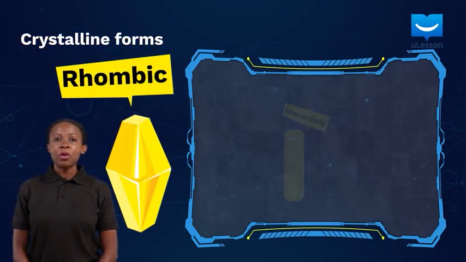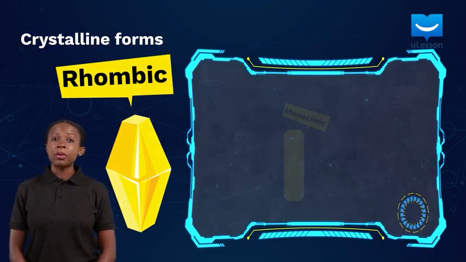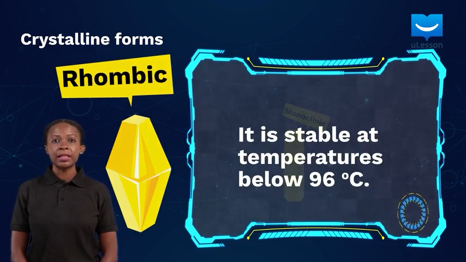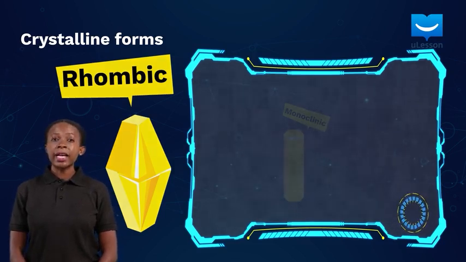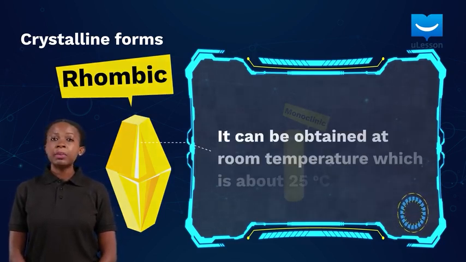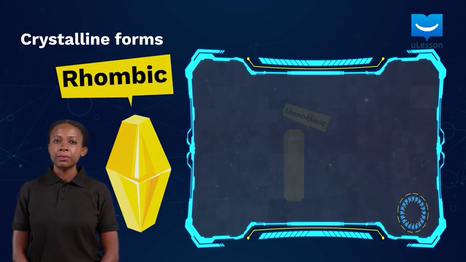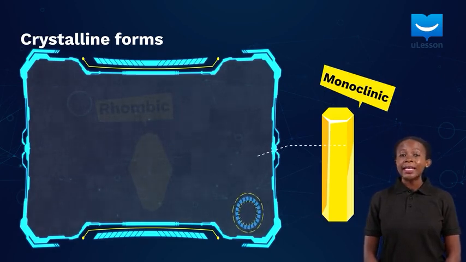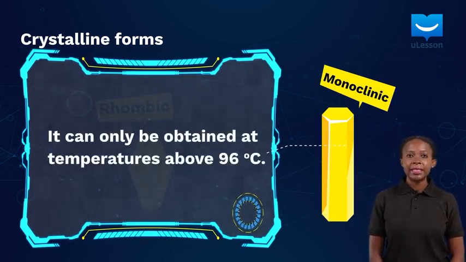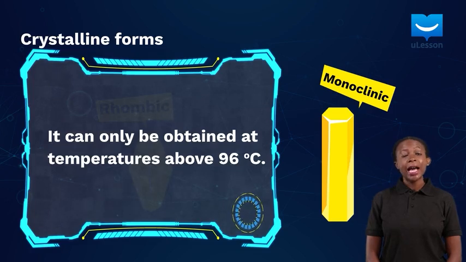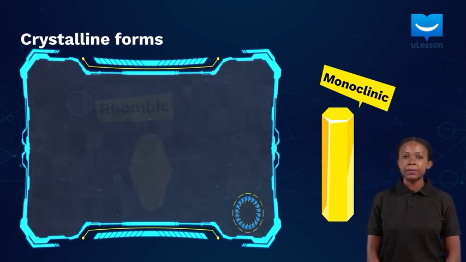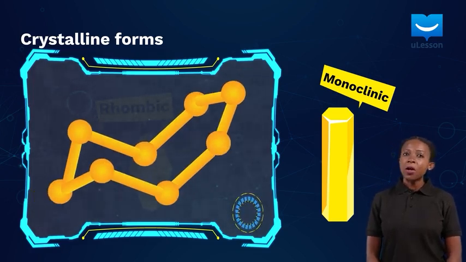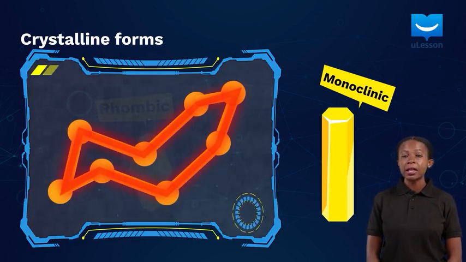As said earlier, rhombic sulfur is the natural elemental form of sulfur because of its stability at temperatures below 96 degrees Celsius. This means that rhombic sulfur can be obtained at room temperature, which is about 25 degrees Celsius. Monoclinic sulfur, on the other hand, cannot be obtained at this temperature. It can only be obtained at temperatures above 96 degrees Celsius as a crystalline amber-colored needle-shaped substance.